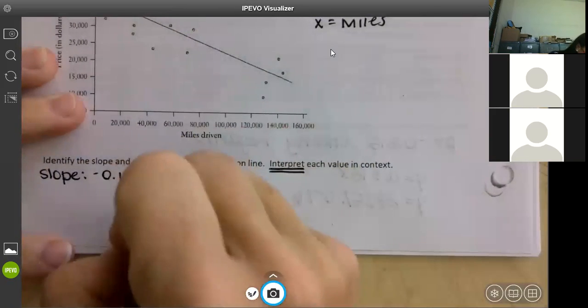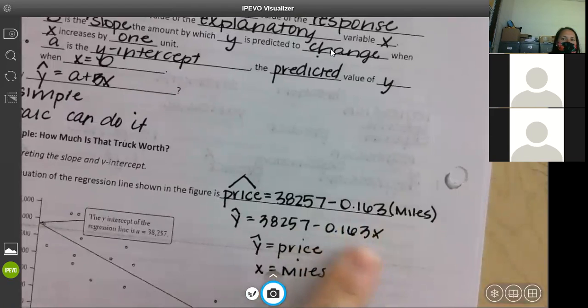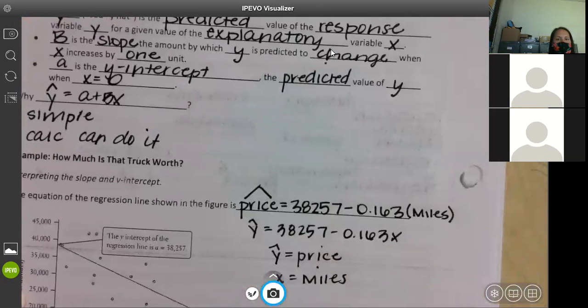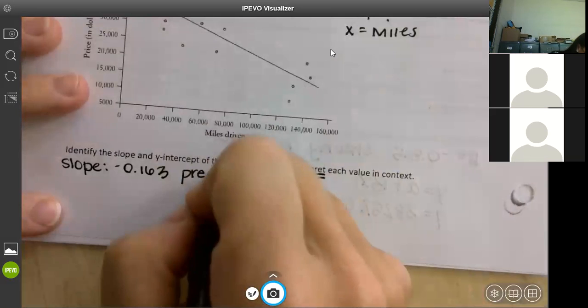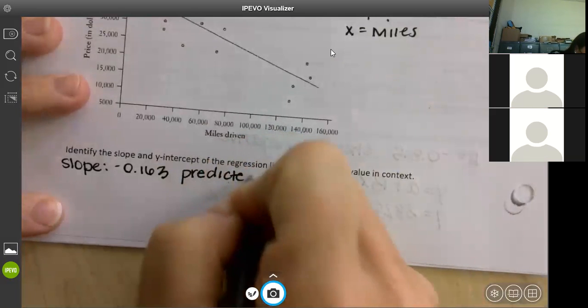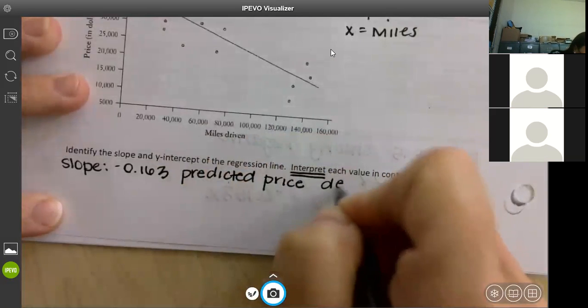Where did you get that number? Right here in the equation. It's your slope. It's the number with x. We did it in our calculator just a second ago. All right. The predicted price decreases.